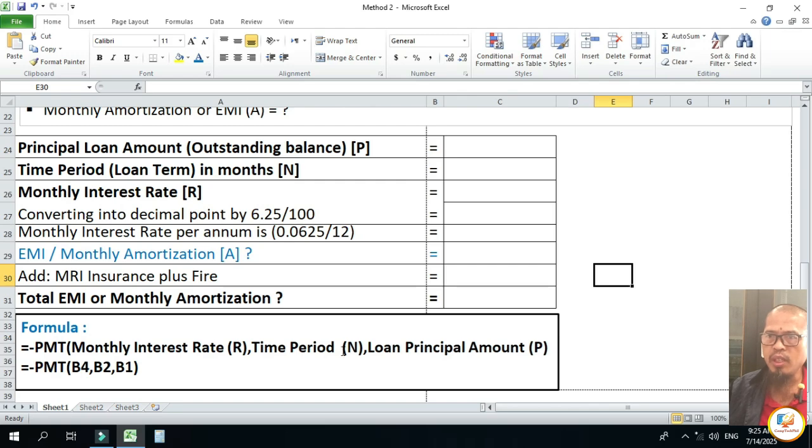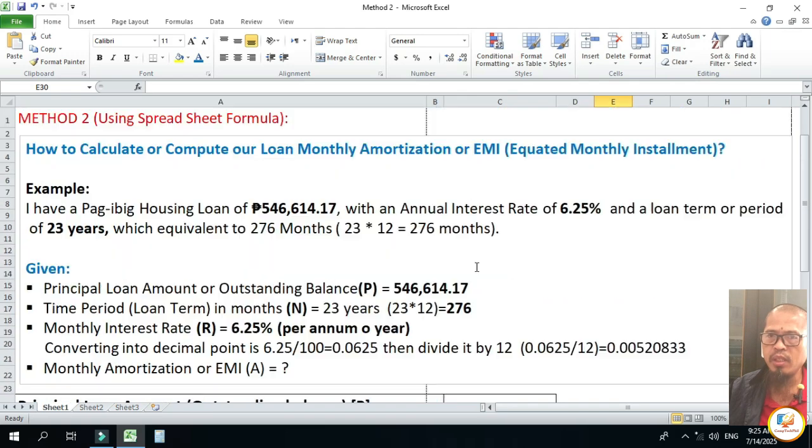Now, as we can see, the same procedure. The example is the same. I have a Pag-ibig housing loan of 546,614.17 with an annual interest rate of 6.25% and a loan term of 23 years, which is equivalent to 276 months. So given this, how do we compute this?